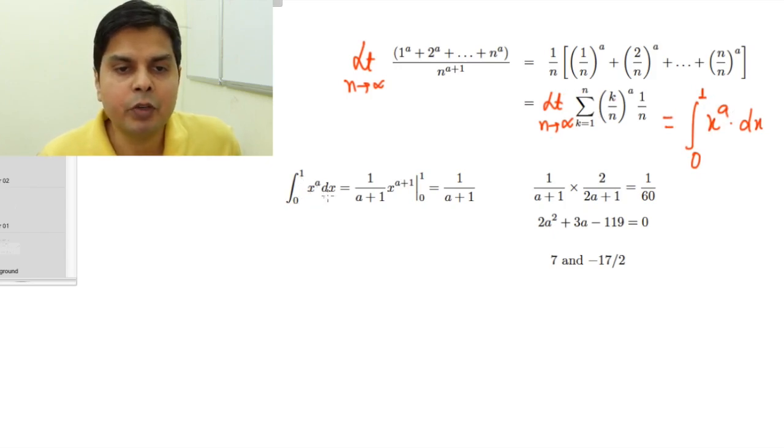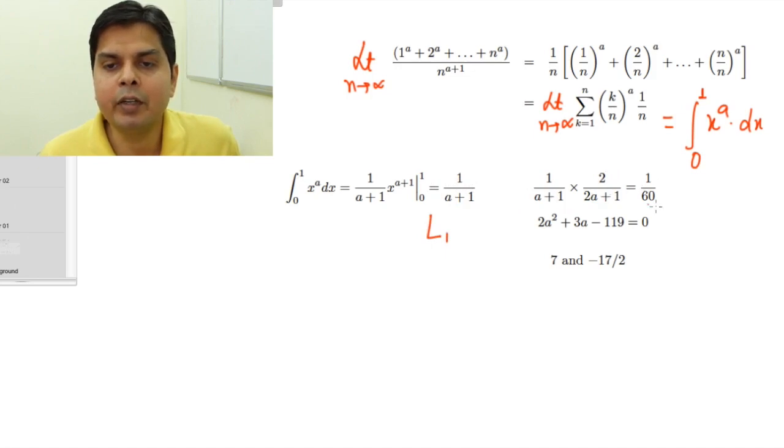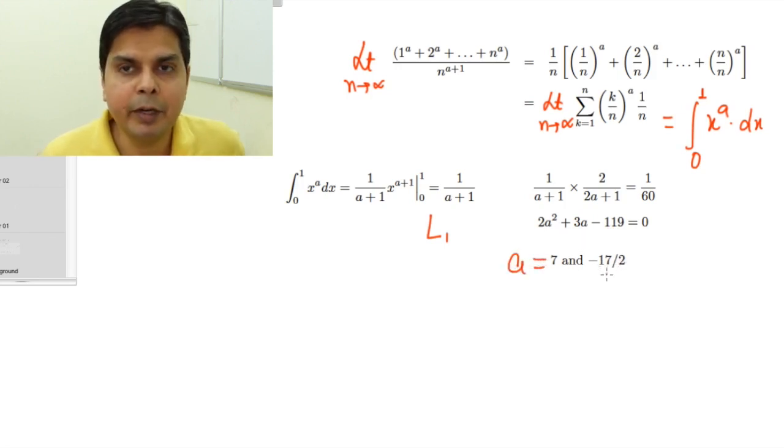So 0 to 1 x to the power a dx, what will that be? That will be 1 by a plus 1, x to the power a plus 1, so 1 by a plus 1. So this is my limit L1. L2 I have already found. So L1 into L2 is 1 by 60, as given in the question. So this will be a quadratic equation, and the value of a will be 7 and minus 17 by 2.